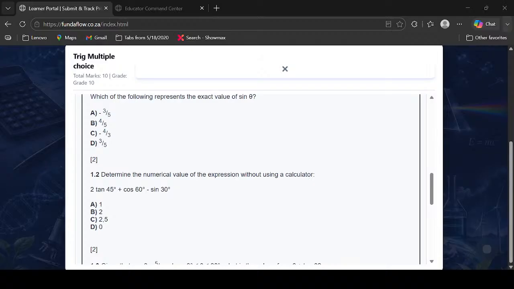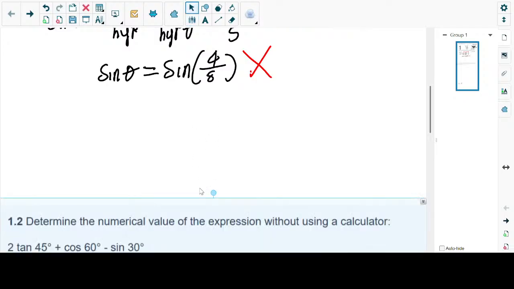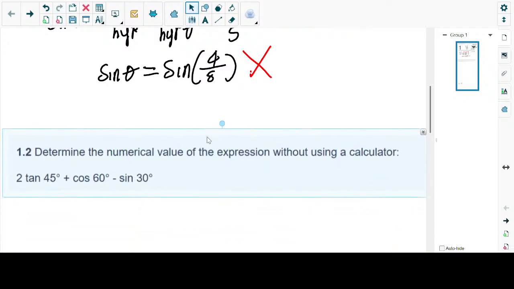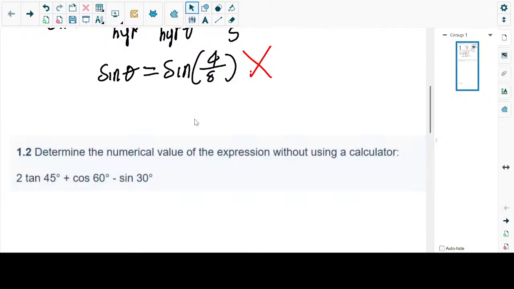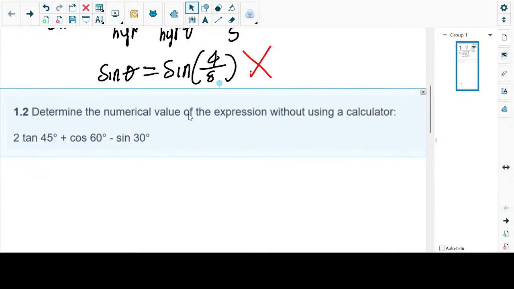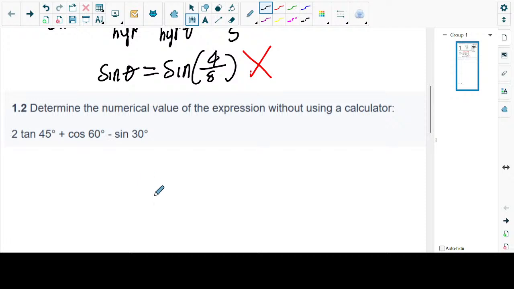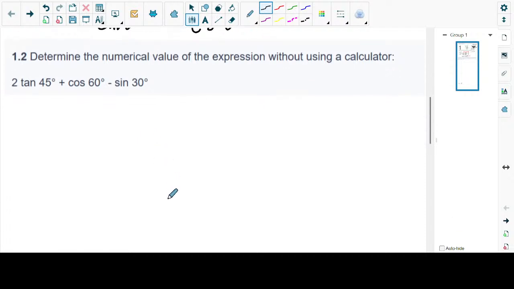It's 2 tan of 45. Is it 2 tan? 2 tan of 45, yeah. Wait, before it. It's 2 tan of 45, plus cos of 60, minus sine of 30. So they're using special angles. And then that's all. Good news, guys.